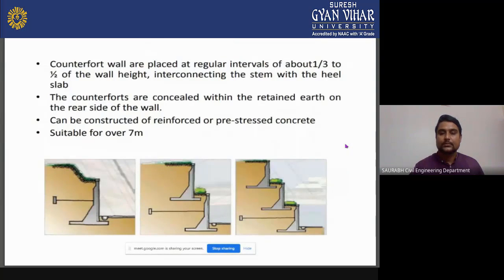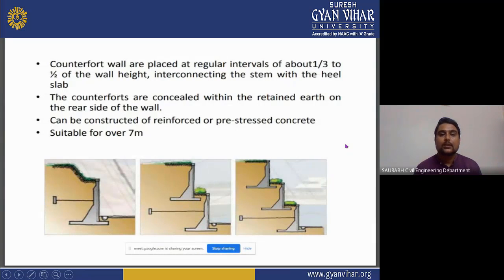Come on to the next, which is about the counterfort wall. Counterfort walls are placed at regular intervals of about 1 by 3 to 1 by 2 of the wall height, and it interconnects the stem with the heel slab. The counterfort can be constructed of reinforced or pre-stressed concrete, and it is suitable for over 7 meter, which you can also call 7000 mm.